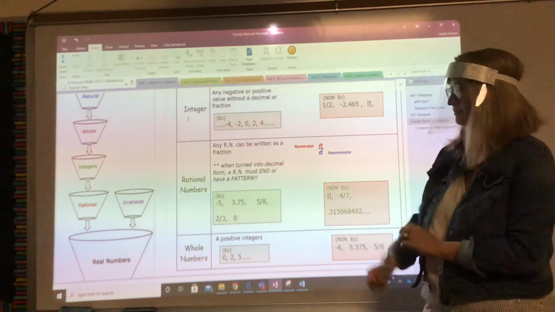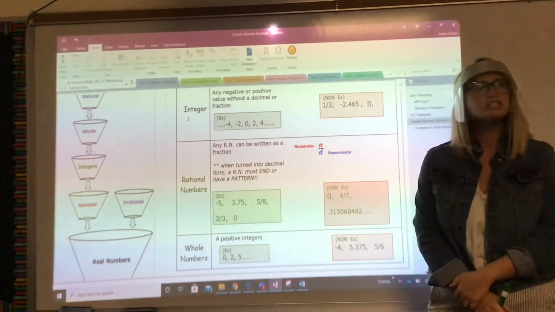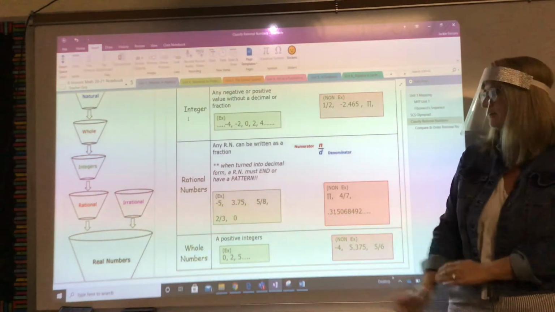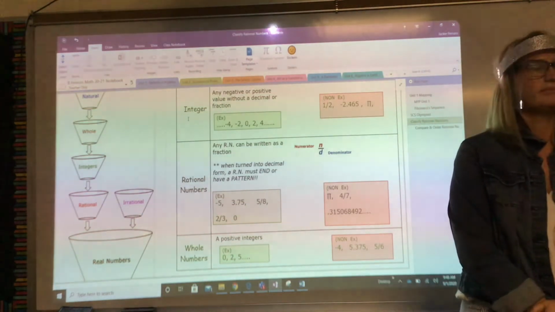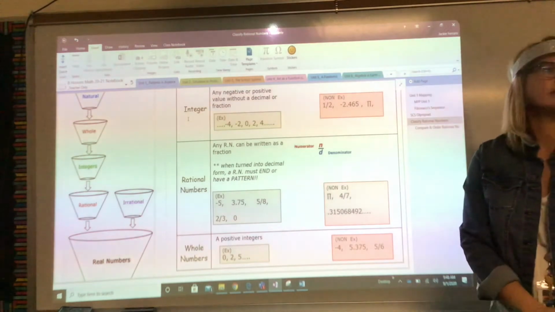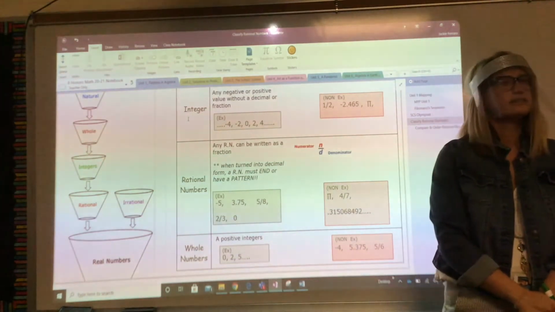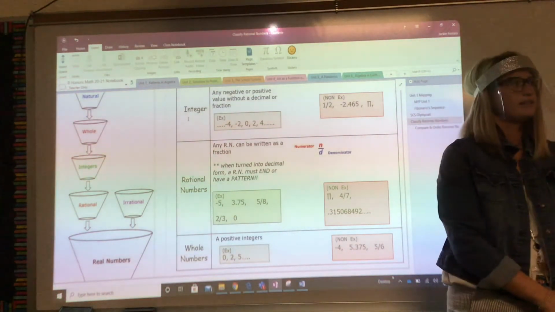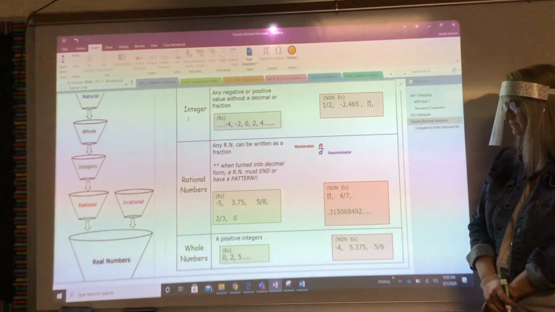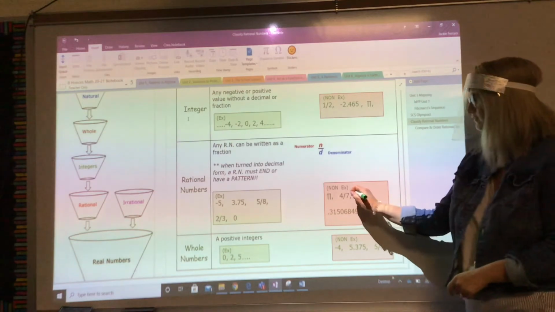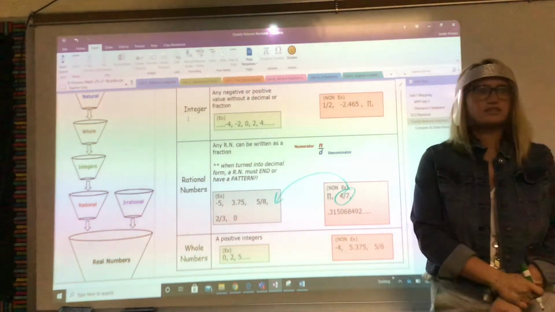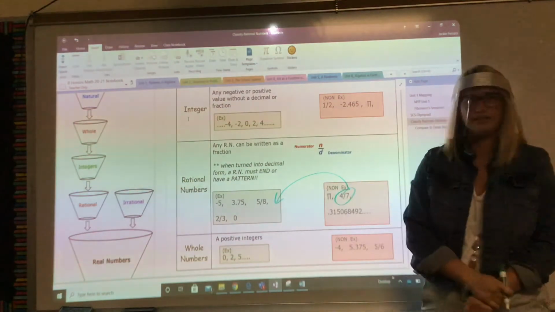Something's wrong here in my non-examples. Which non-example needs to be moved into an example of rational numbers? Which of these non-examples should be in the example category? Grace. For rational numbers, it should probably be 4/7 because it's a fraction. Good job. 4/7 needs to be moved over here. So you can either cross it out and rewrite it over here.